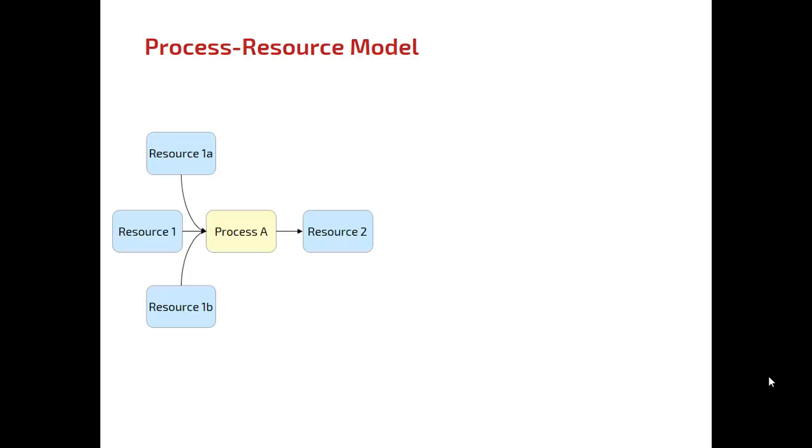On the other hand, process A generates resource 2, which in turn is a necessary input resource for the next process, that is, process B. Process B might need more input resources like resource 2A and 2B. In contrast to resource 2, these resources are simple input resources only, while resource 2 is an output resource as well. I am calling such a resource transitional.